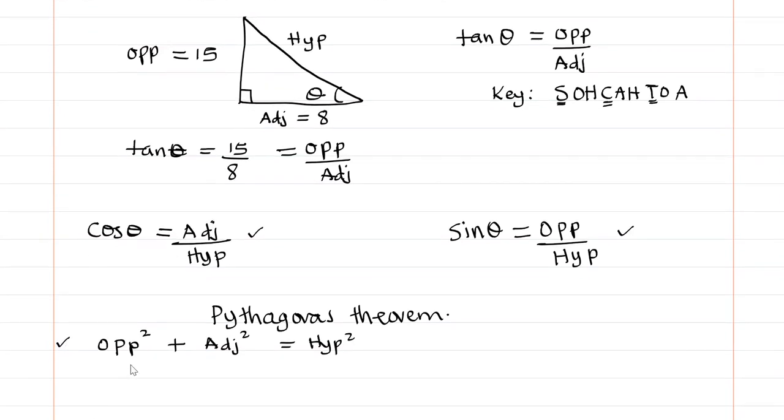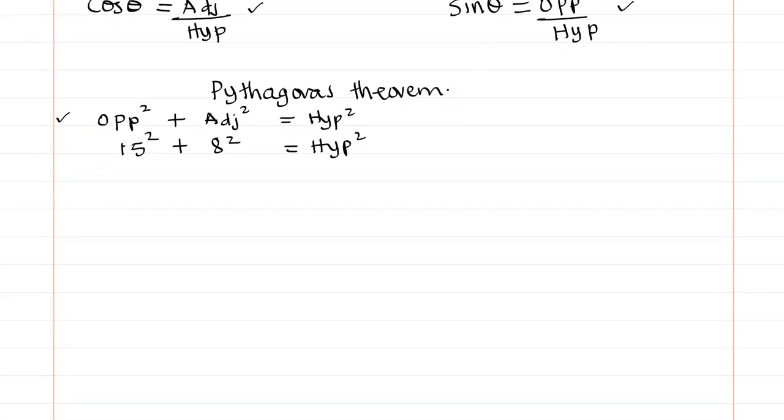Therefore, we shall have 15 squared plus 8 squared equals hypotenuse squared. Then you sum them. So here I'm getting 289 equals hypotenuse squared. But we are looking for the hypotenuse, so we take the square root on both sides. I'm getting 17. So our hypotenuse is 17 units.